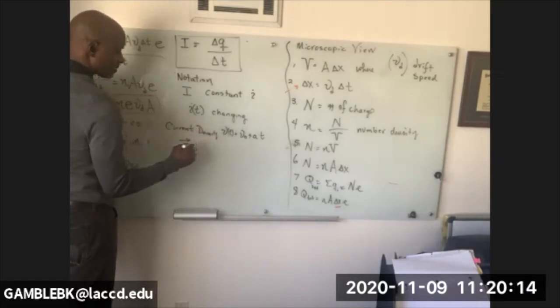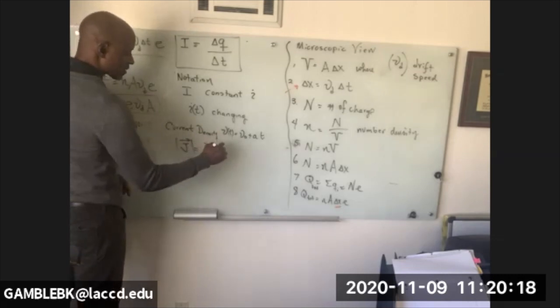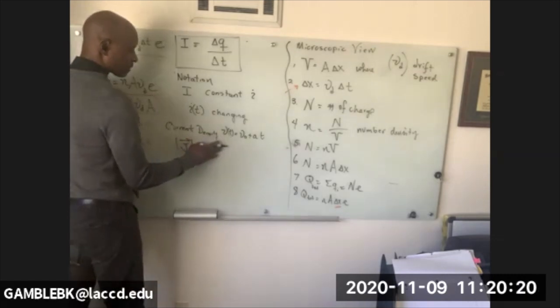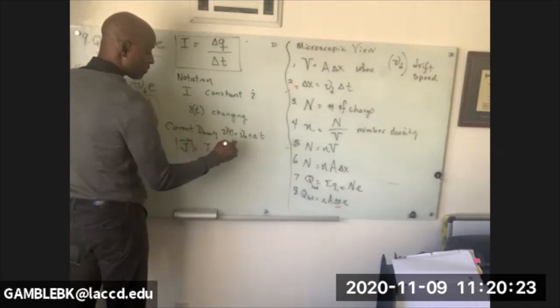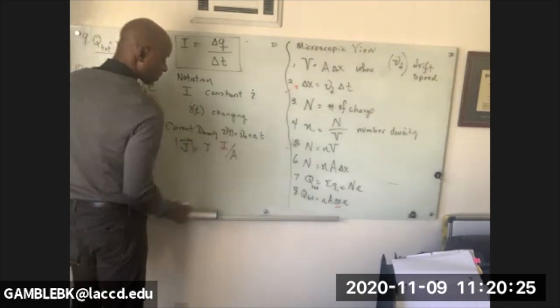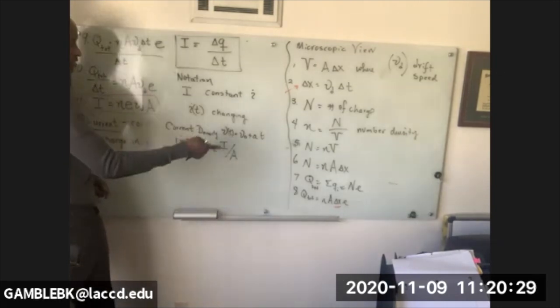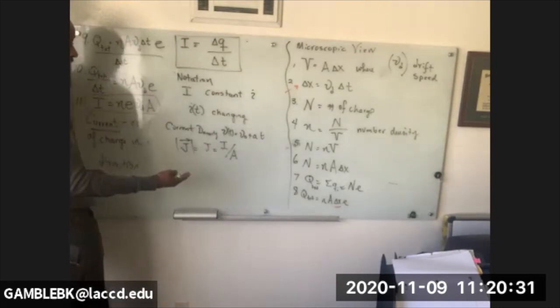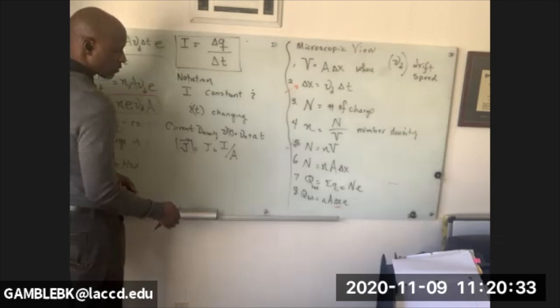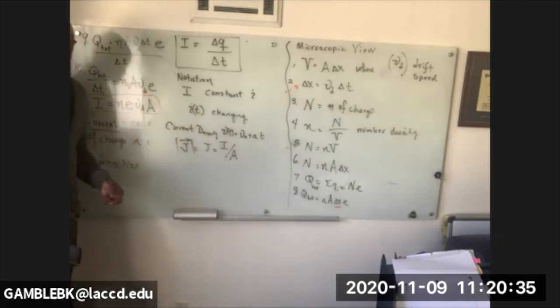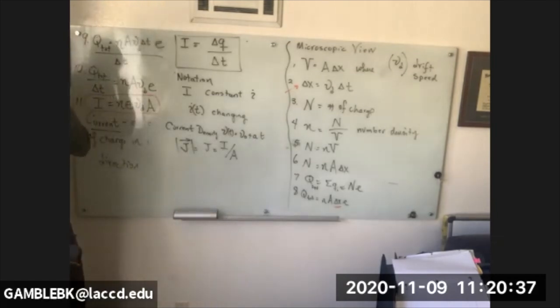And its magnitude, which is just J, is defined as current per unit area. And its direction is in the direction of the drift velocity because it's a vector quantity. So when I write it as a vector, it's going to have a direction.